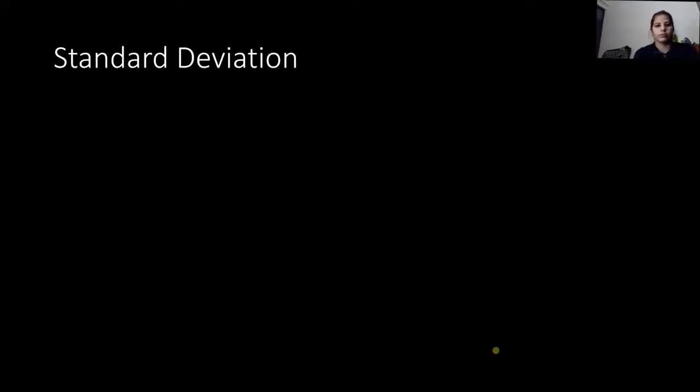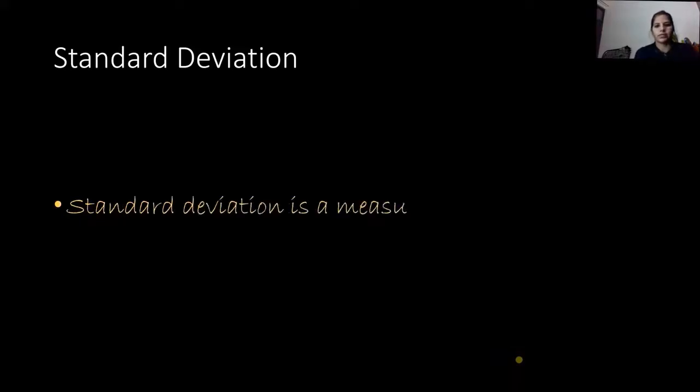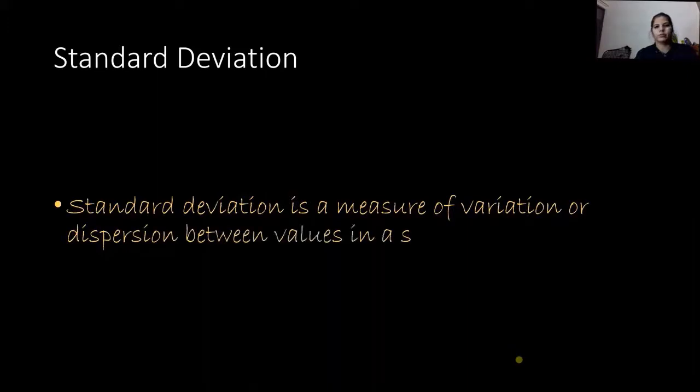Hello everyone, today I'll discuss basic statistics, where standard deviation, standard error and confidence limits are there, because often students and people get confused about what these basic parameters indicate about a data set. So today, first let's see standard deviation. Standard deviation is a measure of variation or dispersion between values in a set of data.